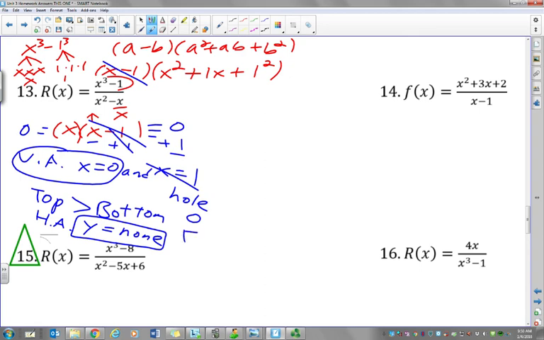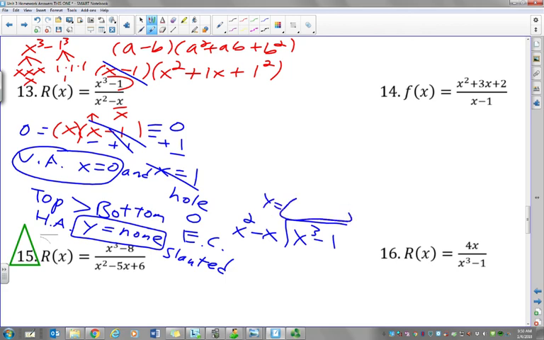For extra credit, you can actually find what that slanted asymptote is. How you find that slanted asymptote is you do long division, x squared minus x into x cubed minus 1, right? You do long division, and that will actually give you the slanted asymptote equation.